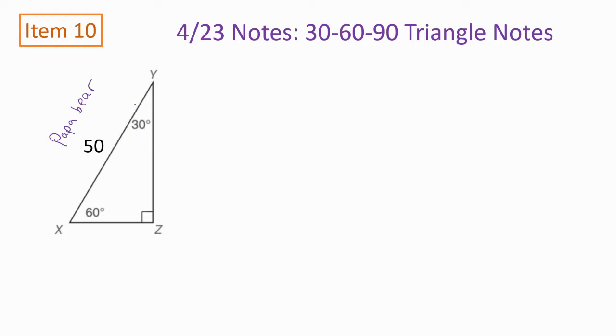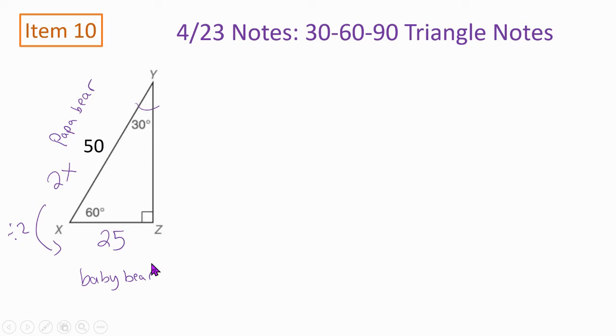I know the side opposite the 30 degrees, because that's the smaller angle, is Baby Bear. And we know the relationship is Papa Bear is 2 times as big as Baby Bear. So Baby Bear has to be 25 because Papa Bear is 50. To find Baby Bear, you just divide by 2, or just use common sense. Baby Bear has to be 25, for double it, be 50.